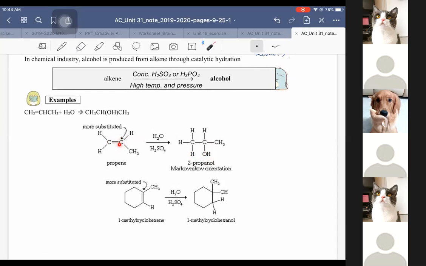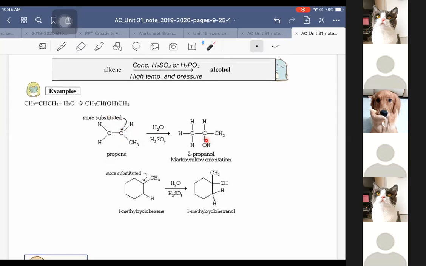What does this mean? This carbon, you can see, is only attached to this alkyl group, so we say it's primarily substituted. But for this one, it is attached to two alkyl groups, so it's secondary. So that's more substituted, and the hydroxyl group would attach at this position. So the product it will form should be propan-2-ol, which is here. The hydroxyl group will attach to the second carbon.